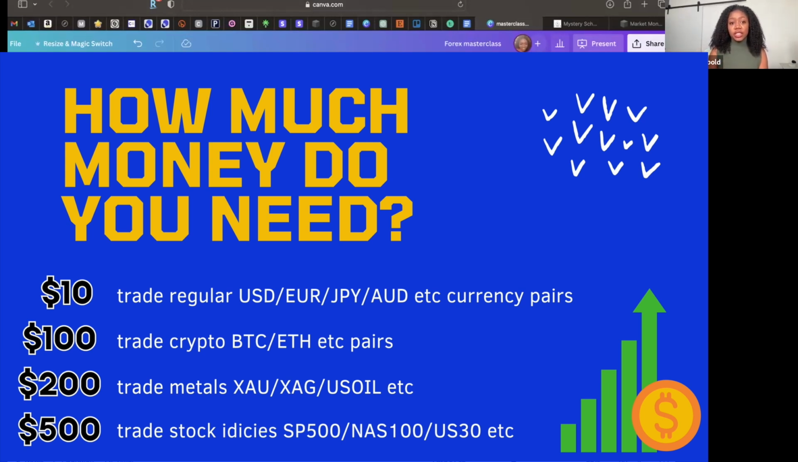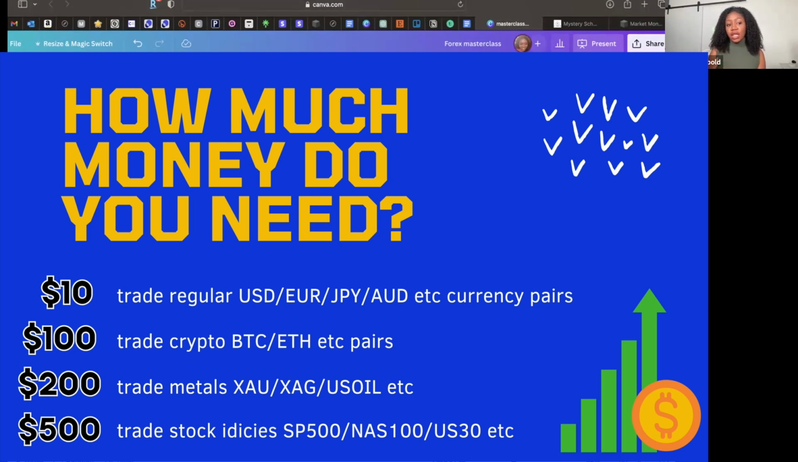As little as $10 is all you need to get started with Forex if you want to start trading the regular currency pairs. So anything having to do with blank/USD, euro dollar, JPY, which is Japanese yen, AUD, which is Australian dollar, British pound, any basic country currency to country currency, those are very, I'll use the word cheap, very cheap pairs to trade. You do not need a lot of margin to buy a position and trade those. And I'll get into that in the next slide. If you want to start trading crypto, you're going to need at least $100 to trade crypto.